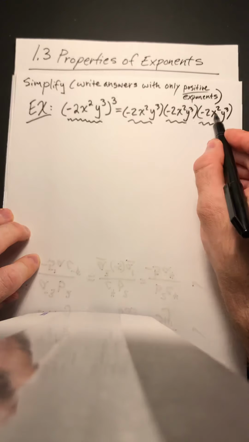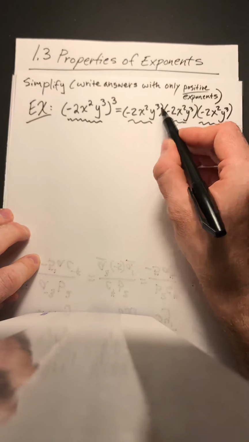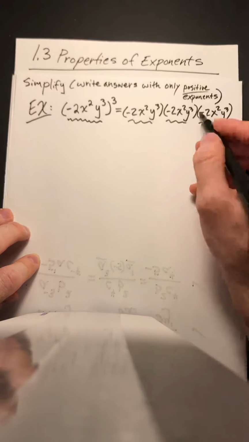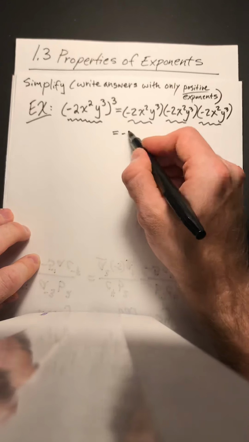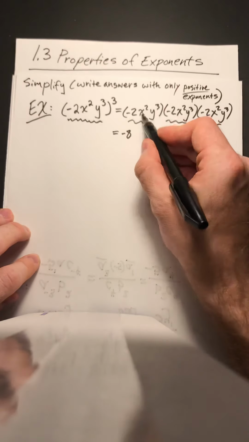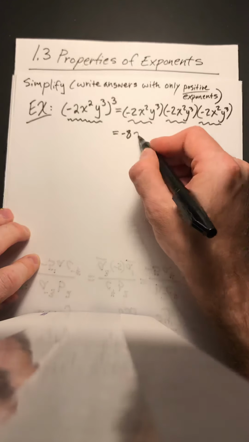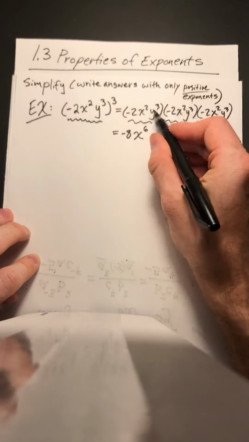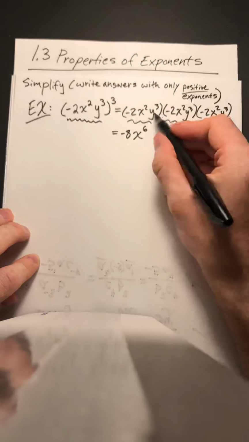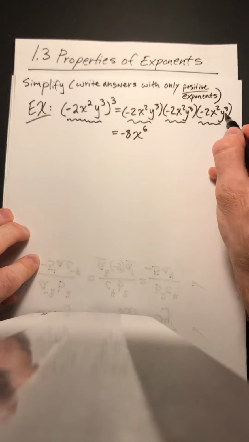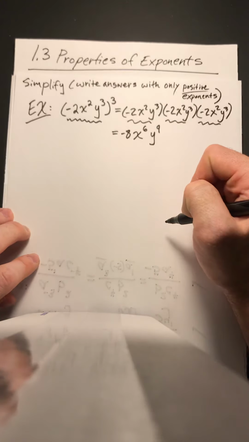Well, 3 negatives is actually a negative, because a negative times a negative is a positive, and that positive number times a negative makes a negative. So 2, 2, 2. So these negative 2's make negative 8. We have 2 x's, 2 x's, and 2 x's, so we have 2, 4, 6 x's total. And I have 3 y's, and 3 y's, and 3 y's. So that's 3, 6, 9 y's. So y to the 9 right there.